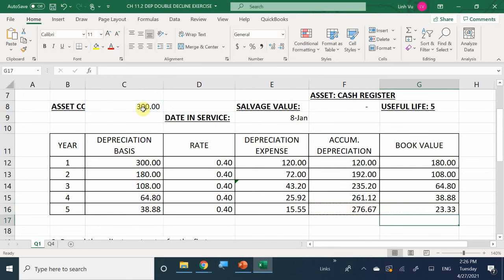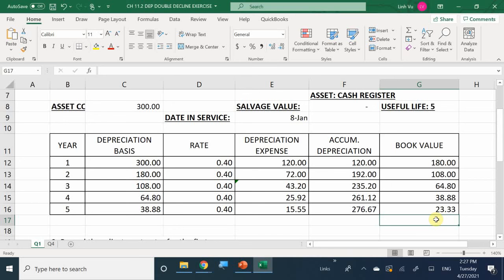Good. So we still have $23.33 left, and we're on the end of year 5. So question to you, can we still keep going? Yes, we can, because our book value has not equaled the salvage value. Now, you can keep pushing forward, or you can just write this asset off as a loss.